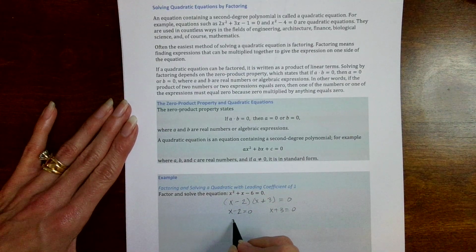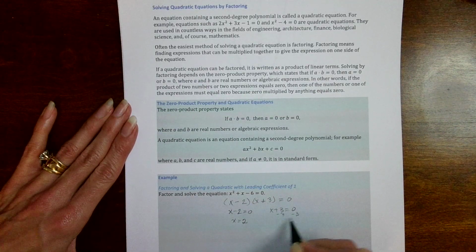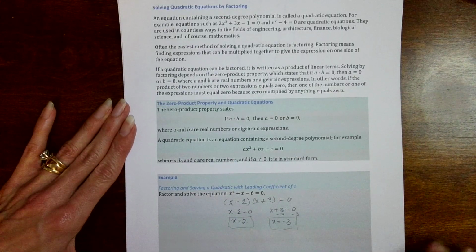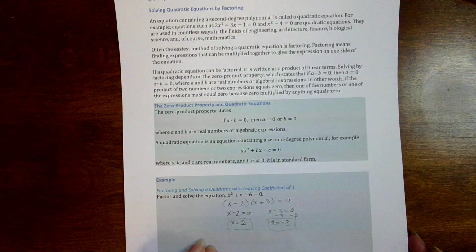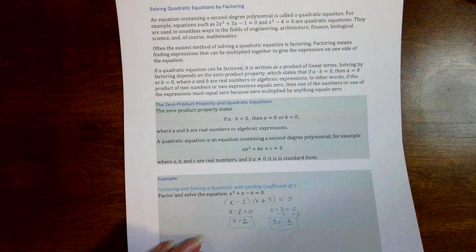So I'm going to add 2 to both sides, and I get x equal to 2. Subtract 3 from both sides, and I get x is equal to minus 3. So the solutions are x equal to 2 and x equal to minus 3. And if you want to check your work, you can substitute that back in there, and you should get 0 equals 0.